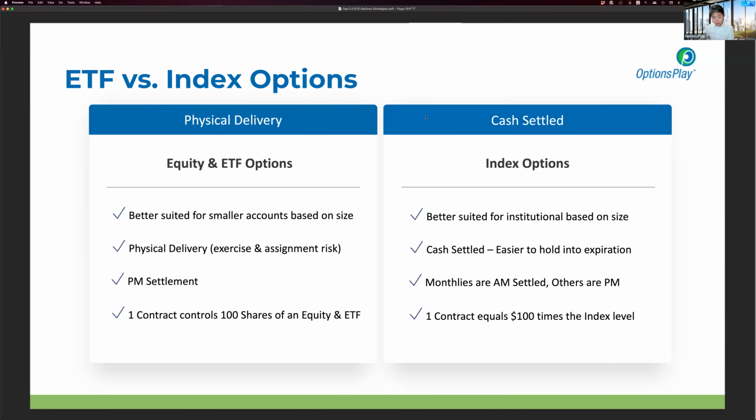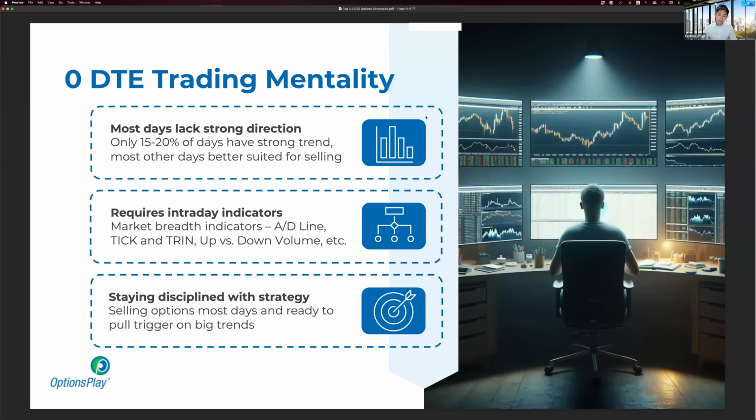Perfect. Okay. Now we've set the ground rules for understanding 0 days to expiration, what products to trade. Let's now talk a little bit about actually trading these, because trading 0 days to expiration requires a completely different mentality for trading. And this is actually where I started trading. I started trading futures as a day trader 18 years ago.